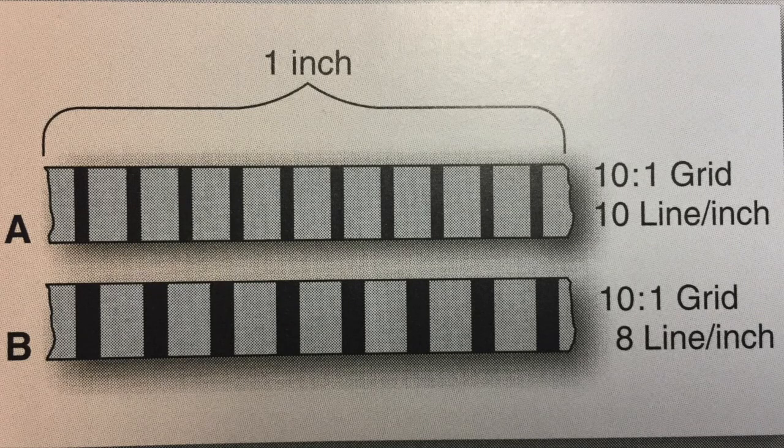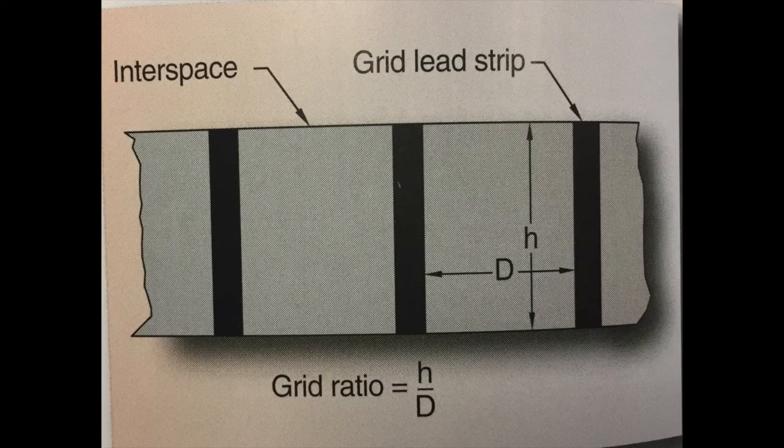Grid frequency is defined as the number of grid lines. Most grids are made with a frequency of 60 to 200 lines per inch. The grid ratio has a high influence on the ability of the grid to improve contrast. As the grid ratio increases, contrast will increase and density will decrease. The grid ratio has no influence on resolution or on distortion. The grid ratio is defined as the height of the lead strips over the interspace.